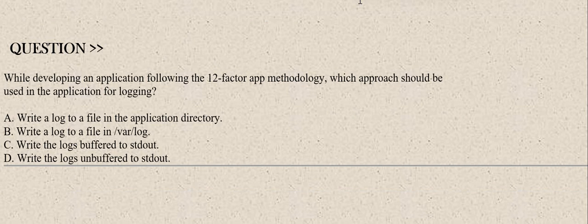Our next question is, while developing an application following the 12-factor app methodology, which approach should be used in the application for logging? The options are: option A, write a log to the file in the application directory. Option B, write a log to the file in the per-variable log. Option C, write the logs buffered to stdout. Option D, write the logs unbuffered to stdout. The correct answer is option D.